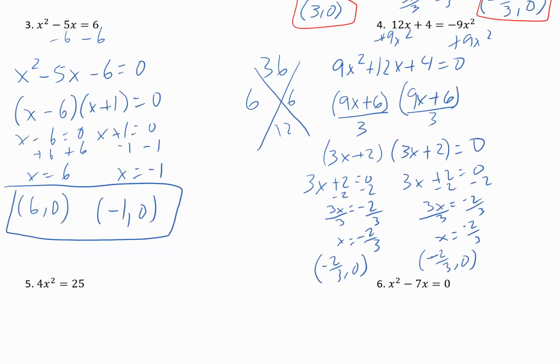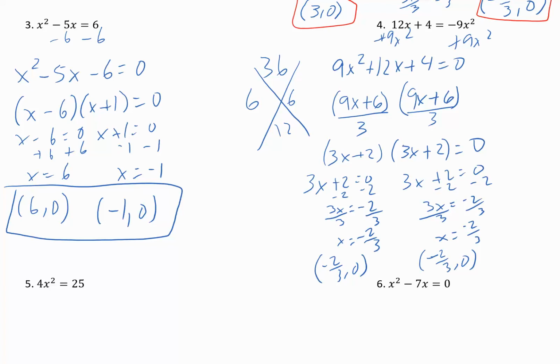Okay, so let's take a look at number 4 here. What did you notice about number 4? Well, hopefully you noticed when you factored them, you got the same thing. We got 3x plus 2 and 3x plus 2 equals 0. So when we solved for them, we got (-2/3, 0) and (-2/3, 0).